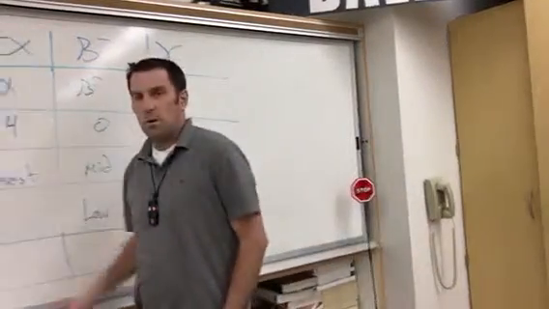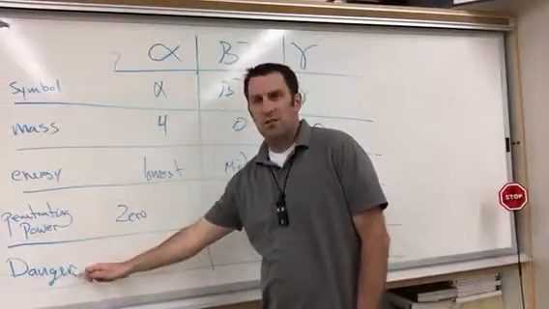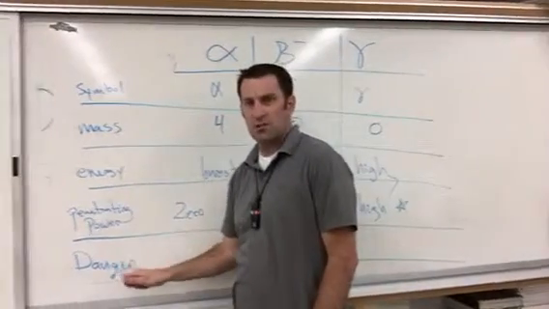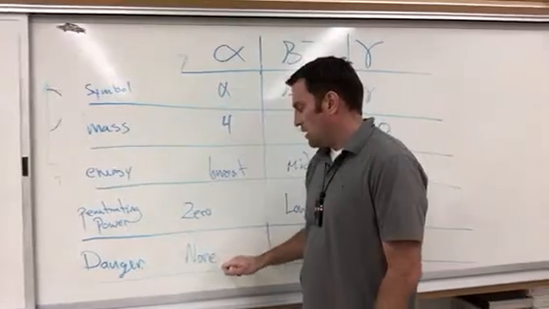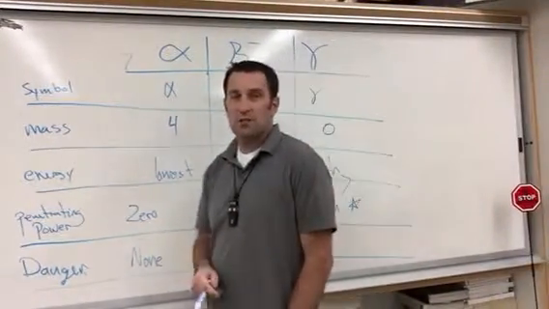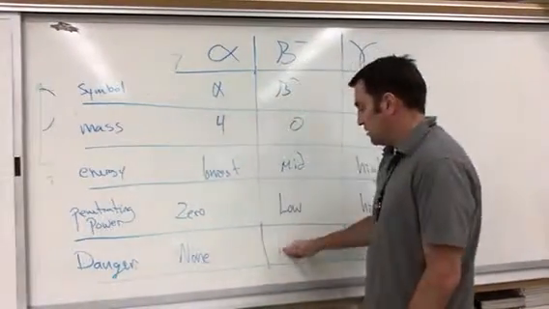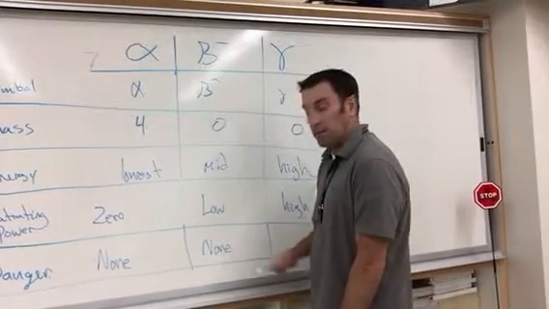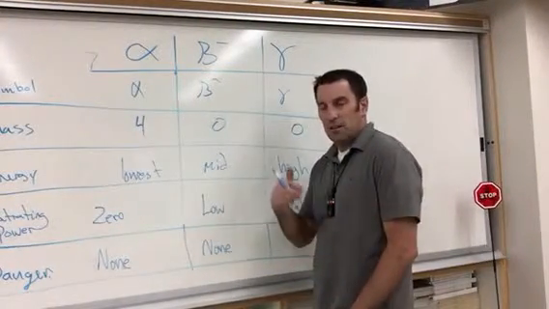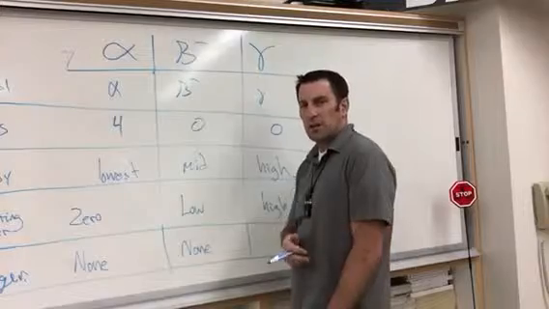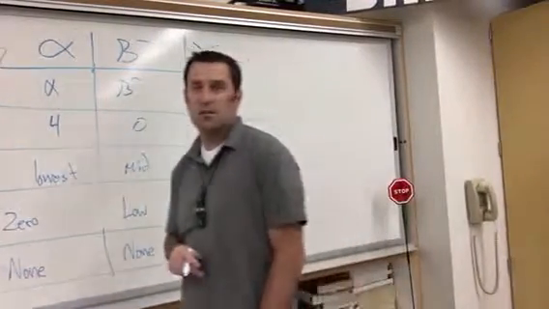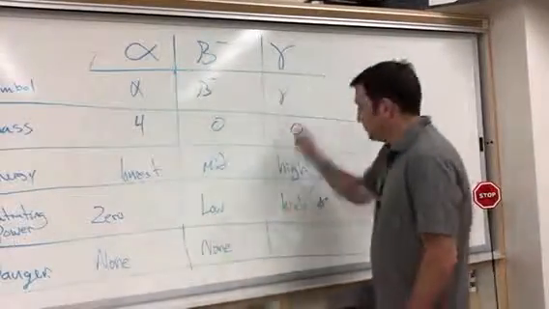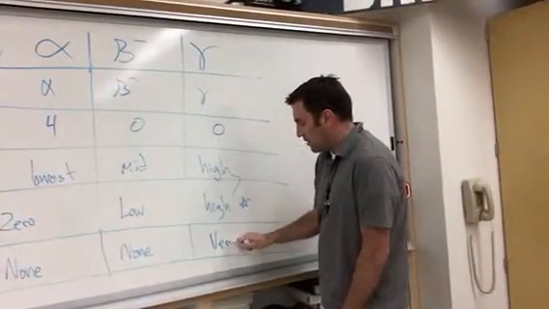All right, as far as danger is concerned, this last row is danger. For the alpha particle, there's pretty much none. They're not going to go into my skin and cause my cells to be damaged. Beta, pretty much the same. My skin is pretty good at blocking beta, and even if they get through, they're not energetic enough to cause what we call ionizing radiation, which is the dangerous part. And then gamma, they are very dangerous.